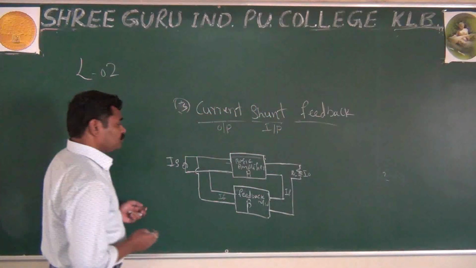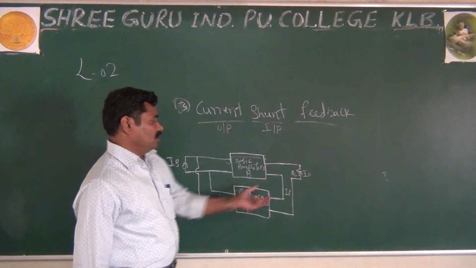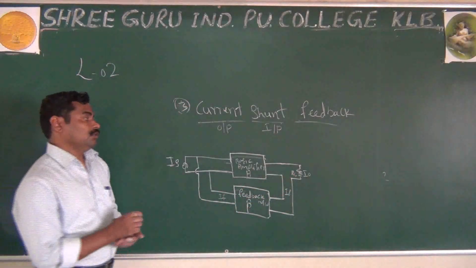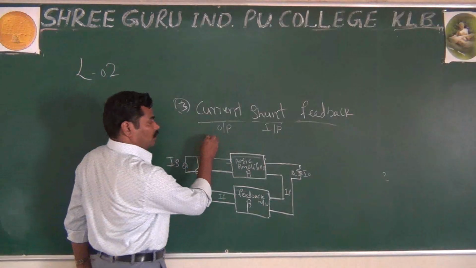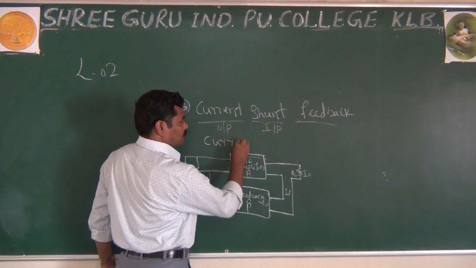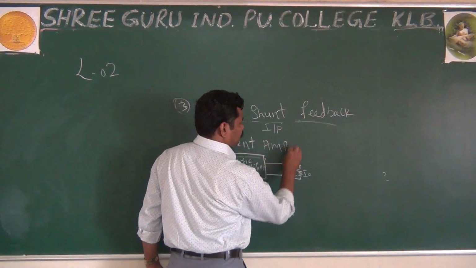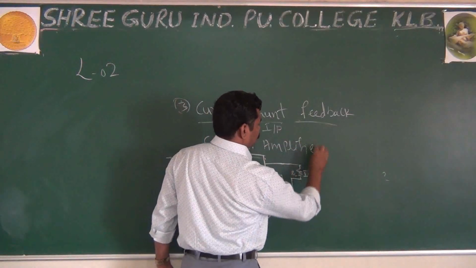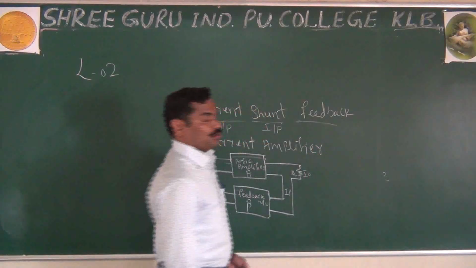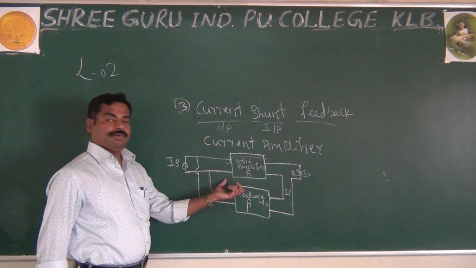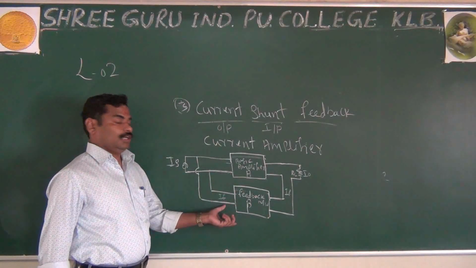And now, as I said, the output is current, input also current. It is called a current amplifier. Because in the input also current, output also current, it is called your current amplifier.